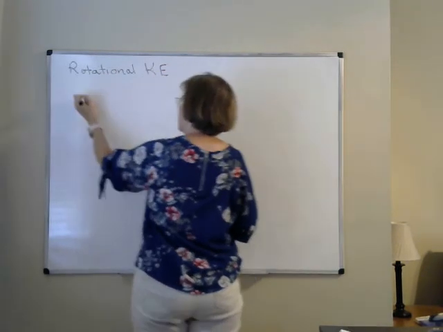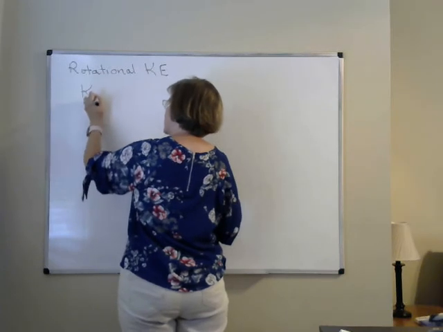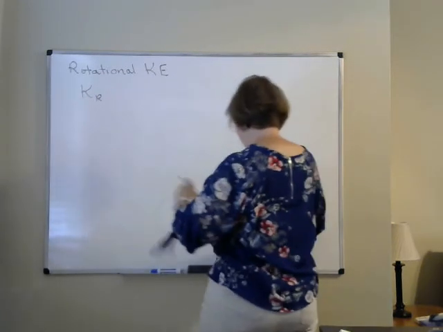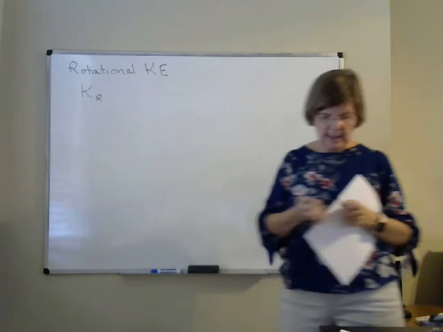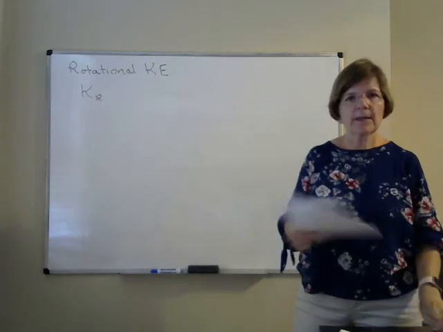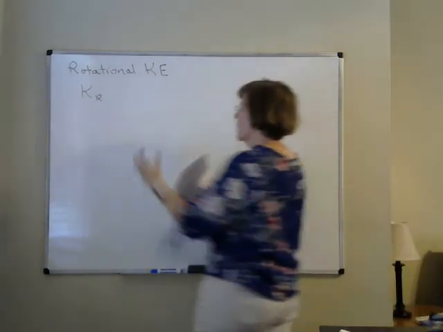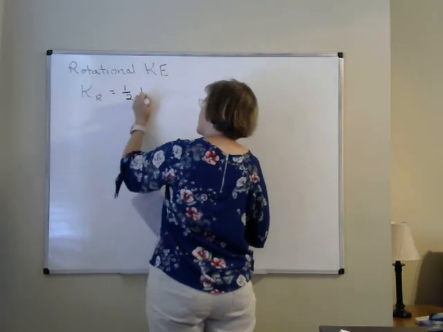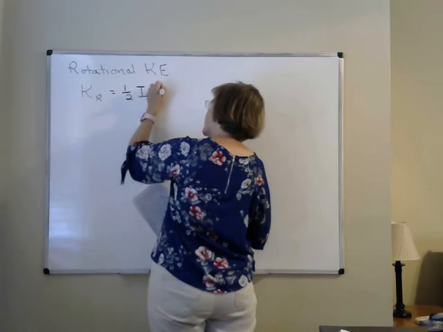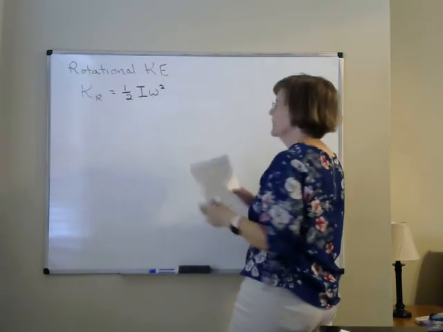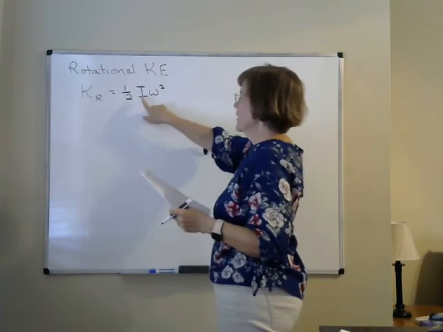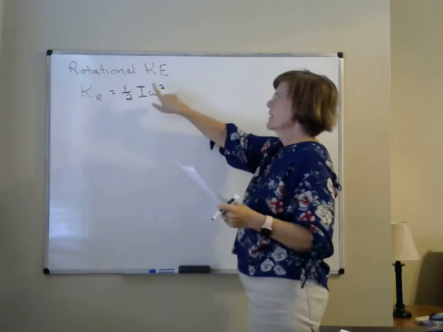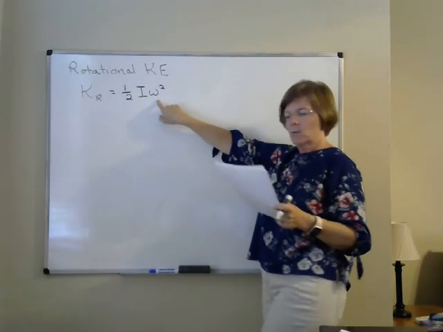If I was going to abbreviate that, I would probably put a capital K with the R. The R tells me that it's rotating. And that equals 1/2 I omega squared. 1/2 the moment of inertia times the angular velocity squared.